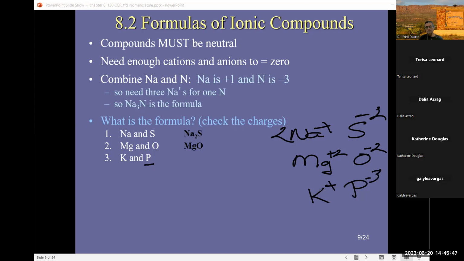Once I know the ions, now I know how many of each I need. So I need 3 potassium to balance out the -3 of the phosphide. So its formula now becomes K subscript 3 P. Now, if you're in Canvas, for example, and it doesn't allow you to do subscript, sometimes it does, sometimes it doesn't. If you were to write it simply K3, with no subscript, that will be okay.